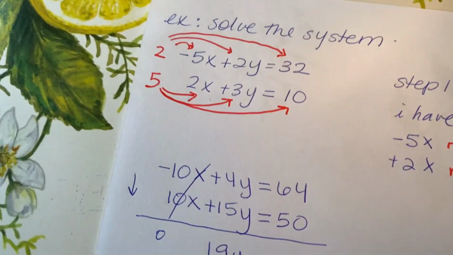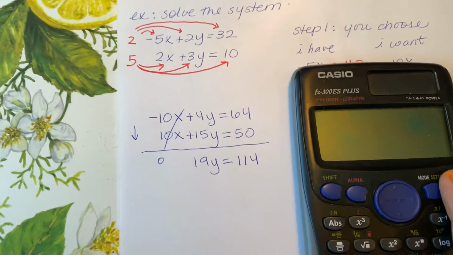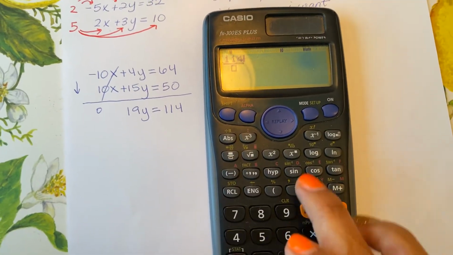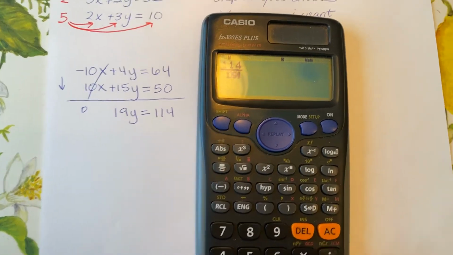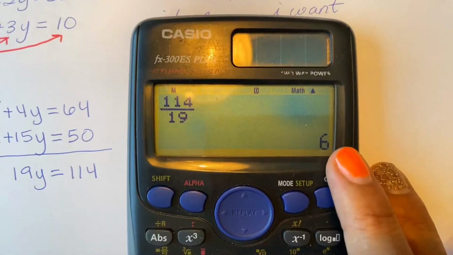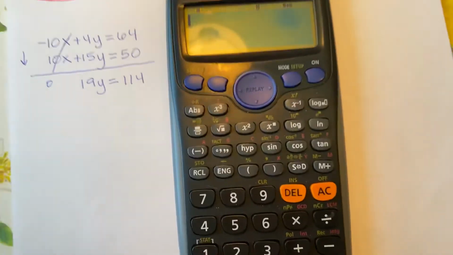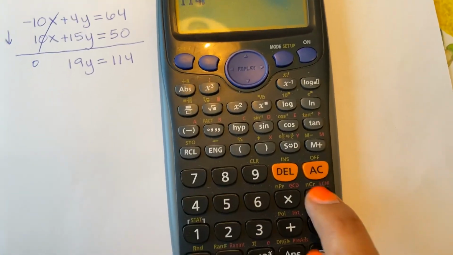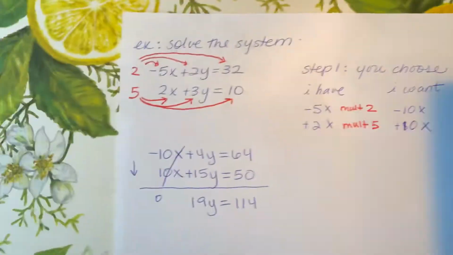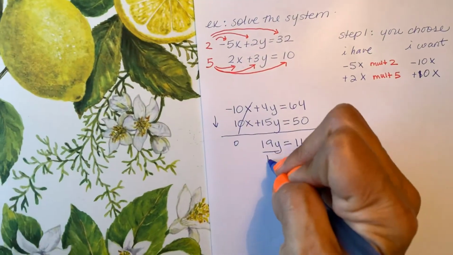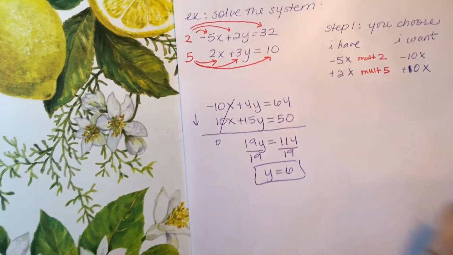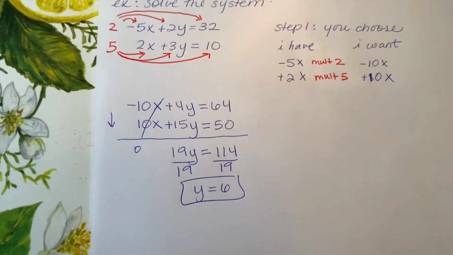Pardon me while I grab a calculator. 114 divided by 19. You could put it in with the fraction button, or you could go old school and do 114 divided by 19. Okay, perfect. So I get 6.